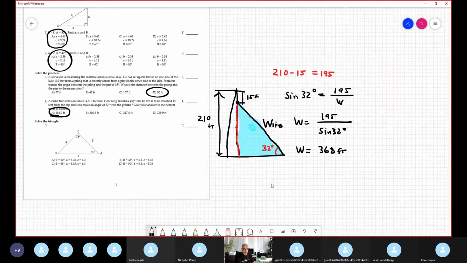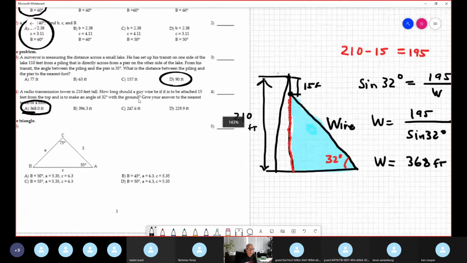Noela, everything okay or no? Professor, I didn't understand why you subtracted. Because the wire is attached 15 feet from the top, but no specification in what direction, si es above the top. Bueno, no, es que above do not existe tower. Yes. This is the reason.